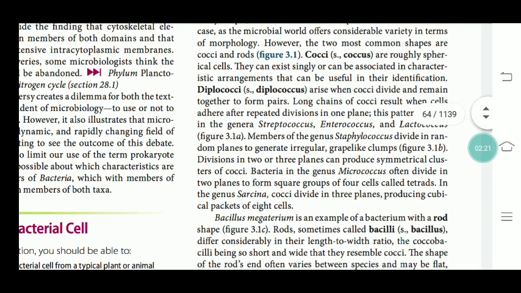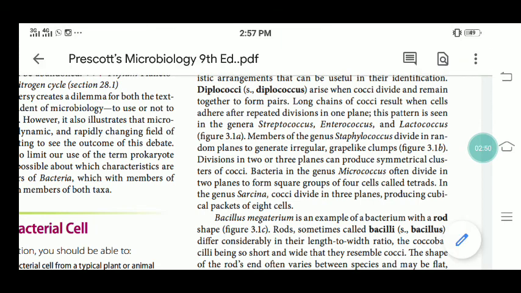They occur singly or associated in a characteristic arrangement that can be useful in identification. So depending on their cell shape and structure, we identify the microorganism. Here is the term diplococcus or diplococci, which arises when the cocci divide and remain together to form a pair, meaning two cocci cells are present and form a diplococci structure.